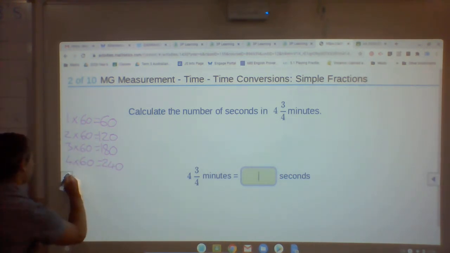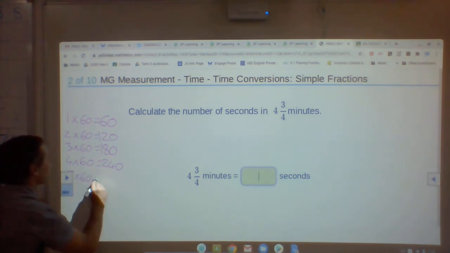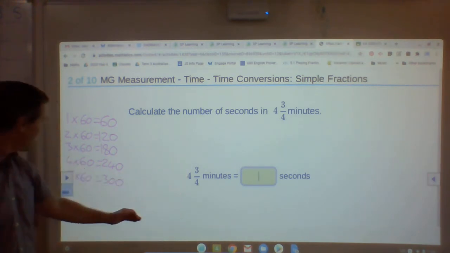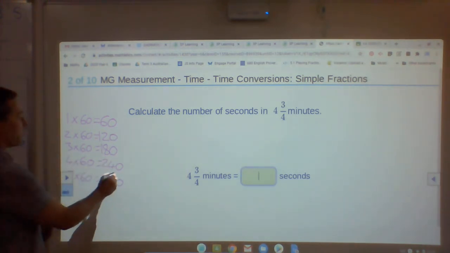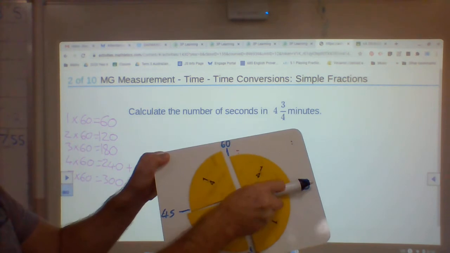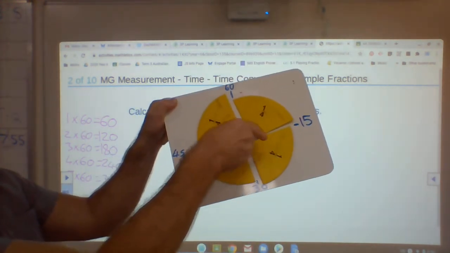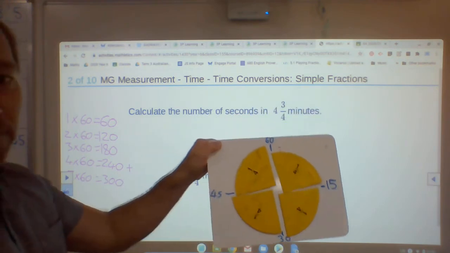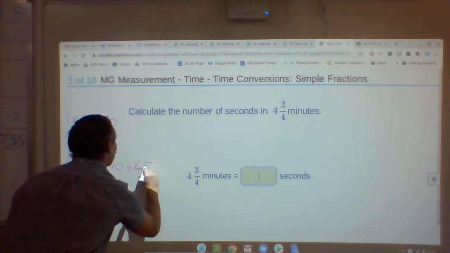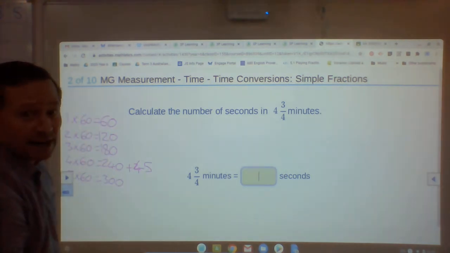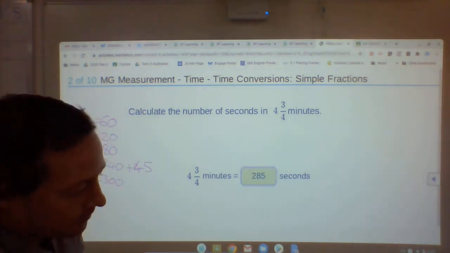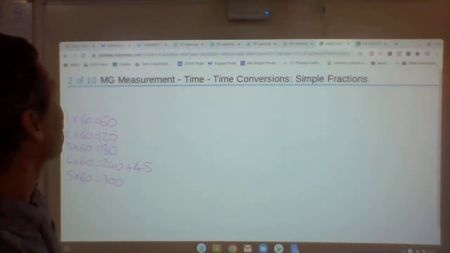5 times 60 equals 300. So it's not quite 5. We know it's definitely 4, so 240 plus 3/4. It's 1/4, 2/4, 3/4. So I have to add 45 to 240. If I add that together, it should give me 285. 285. Brilliant. Well, thank you. One more.